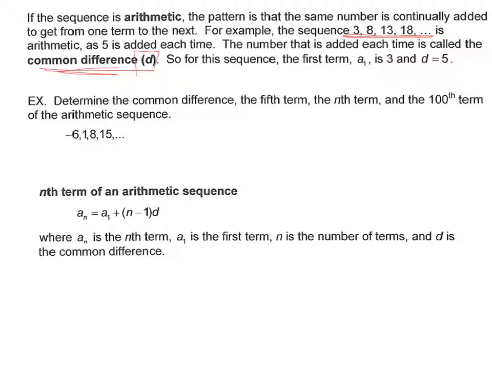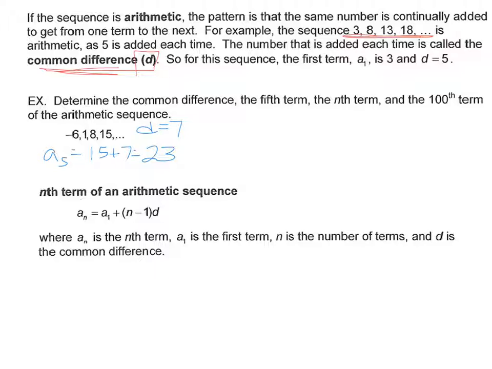So for this sequence, the 3, 8, 13, 18, the first term, A sub 1, is 3, and D, the common difference, is 5. Example: determine the common difference, the 5th term, the nth term, and the 100th term of the arithmetic sequence. So if you look at negative 6, 1, 8, 15, hopefully you can see that 7 is being added each time. So the common difference is 7. And then to find the 5th term, we would just add 7 to 15 because that's the 4th term. So A sub 5 would be 15 plus 7, which is 23.